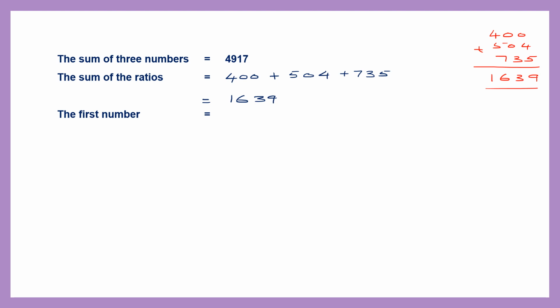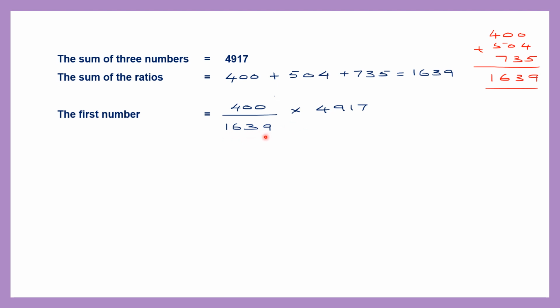Now we are going to find the first number. How do we find the first number? We take the first number in the ratio. And which is the first number in the ratio? 400. So let's take that. So this will be 400 divided by the sum of the ratios. What is the sum of the ratios? 1639, and we multiply it with the sum of the numbers given to us in the question, that is 4917. Okay, now we need to cancel something here, isn't it? Now we can cancel 1639 and 4917. Now how do we do it?